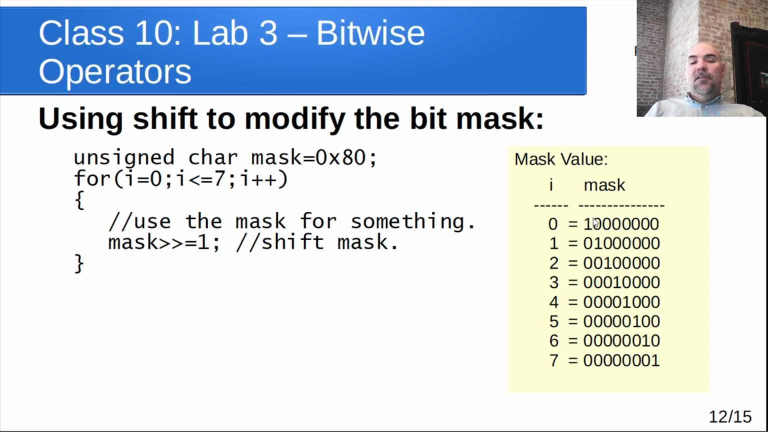So this would let us, if we wanted to, isolate each of the bits individually and say, is this one a 0 or is it a 1? Is this one a 0 or is it a 1? Is this one a 0 or is it a 1? And so you could use that in a number of ways.